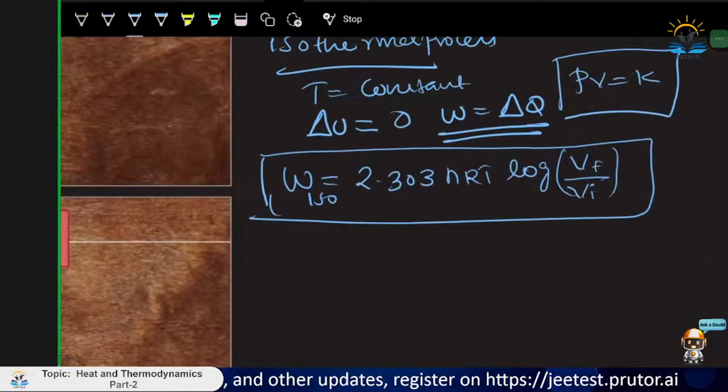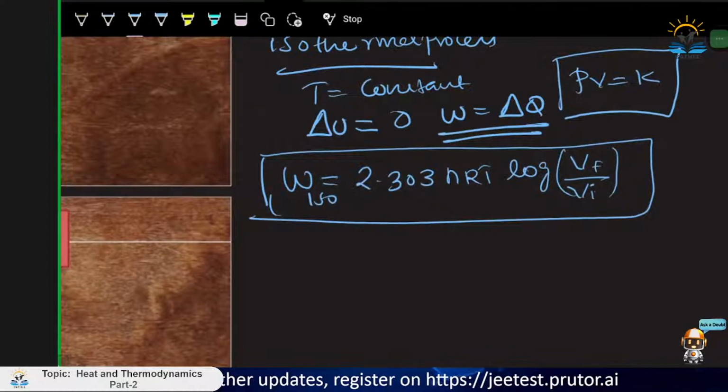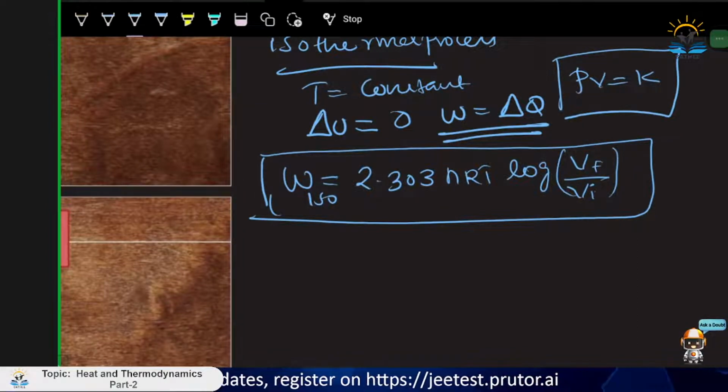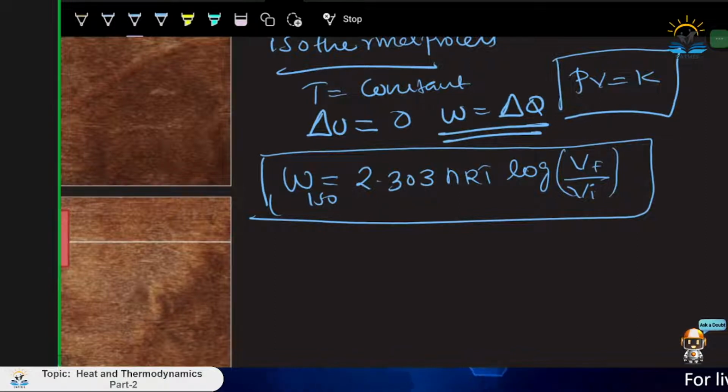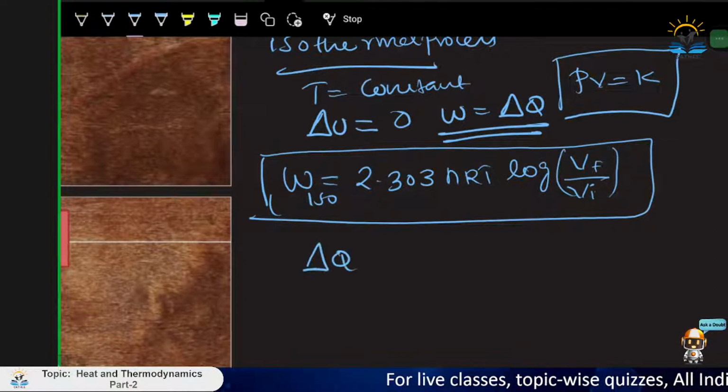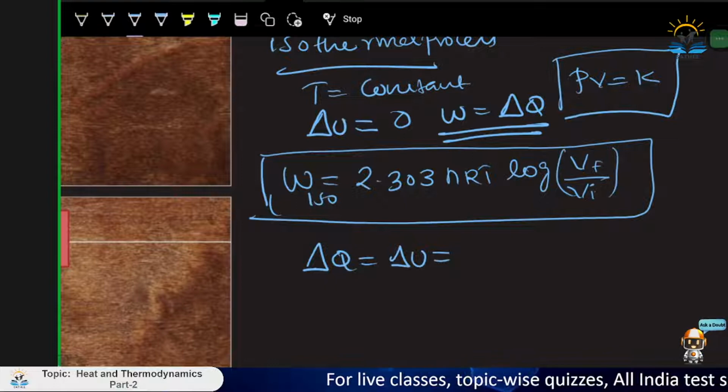In isochoric process, we know V is a constant and delta V is equal to 0. So P delta V will be 0, so work will be 0. So the entire heat we are giving to the system will be used to increase internal energy. And we know internal energy at constant volume is nCV delta T, and CV is R by gamma minus 1.